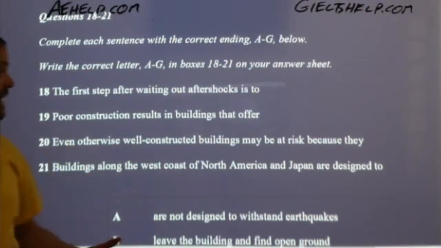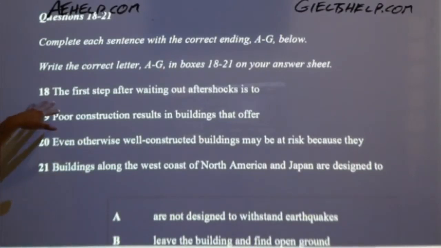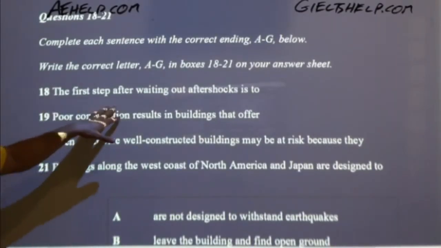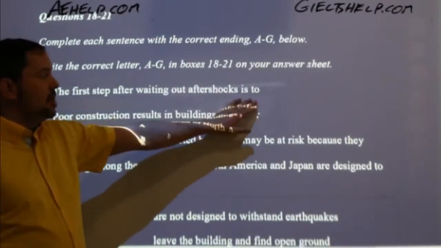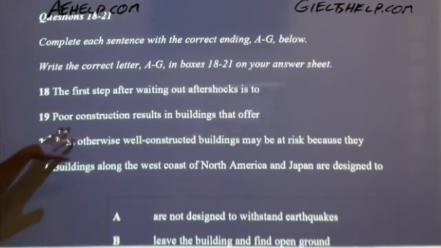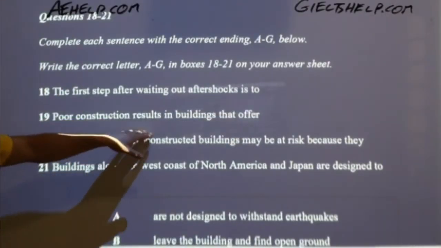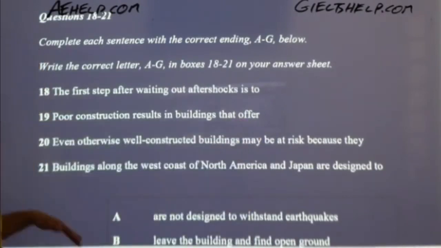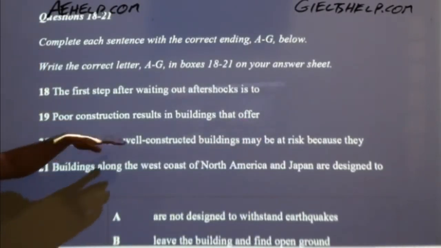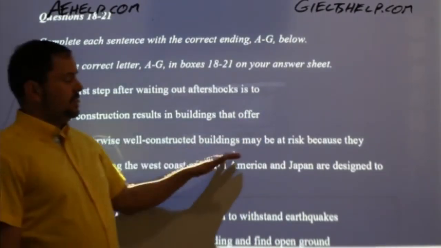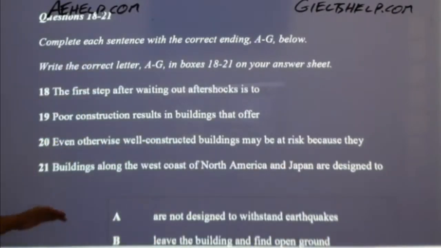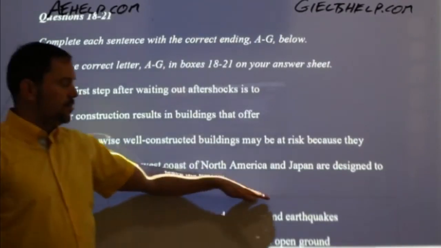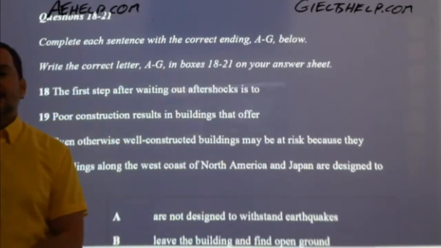So let's do that. Let's read this together. The first step after waiting out aftershocks is 2. Poor construction results in buildings that offer. Even otherwise well-constructed buildings may be at risk because they... Buildings along the west coast of North America and Japan are designed to.